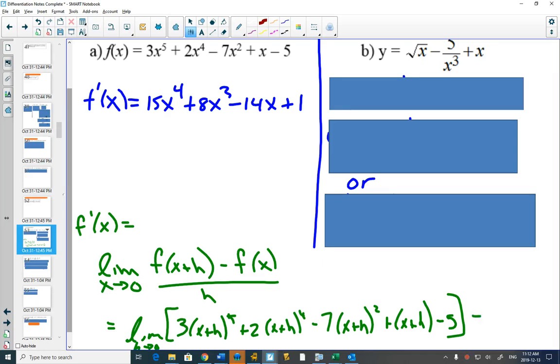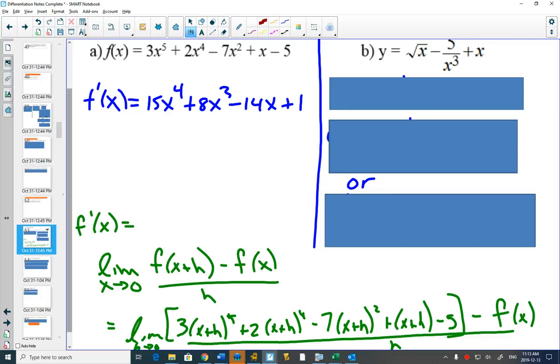Then you would subtract. I'm just going to write f of x because that would just be writing that out again. And after you've expanded it and simplified it and canceled things out, you'd be able to factor out an h. Cancel out the h on the bottom and then apply the limit, and you're going to get this answer.